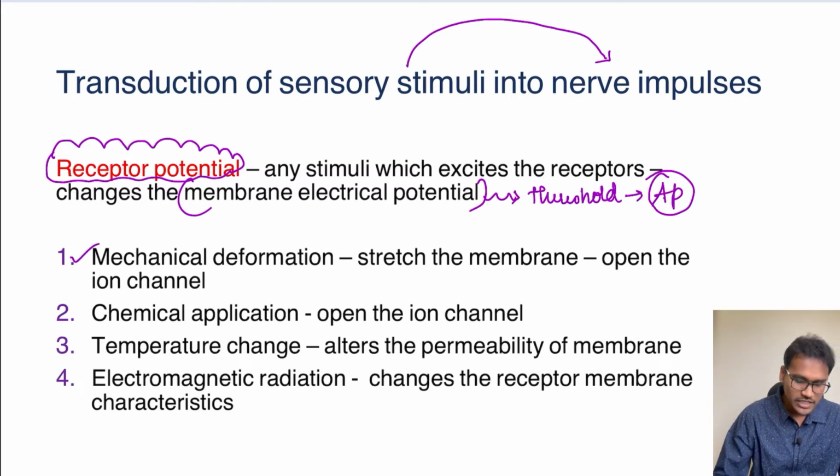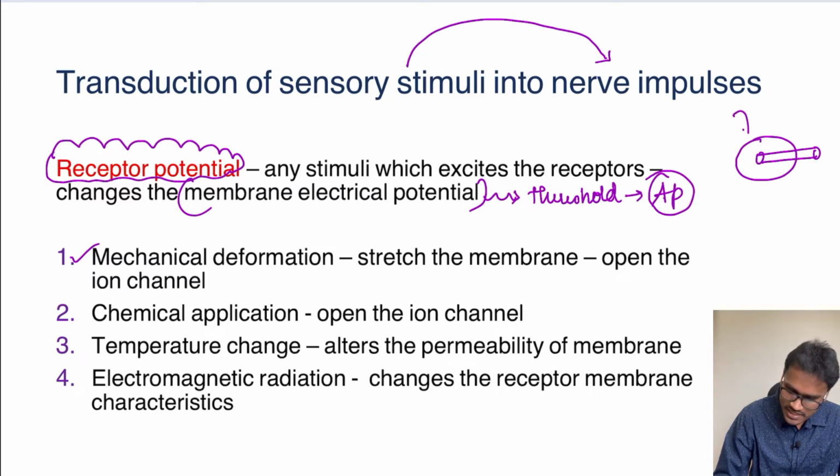One is mechanical deformation. What happens in mechanical deformation? Let us see. Suppose there is a receptor like this, and it has some channels present inside the cell. Whenever any stimulus, for example a touch, happens, there will be some mechanical deformation in the receptor.